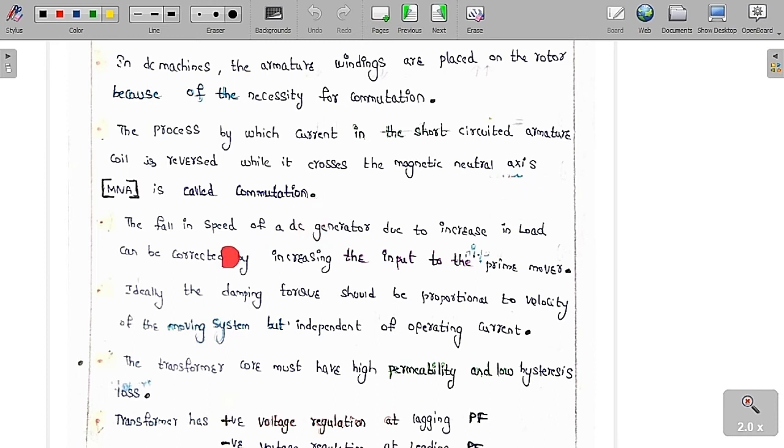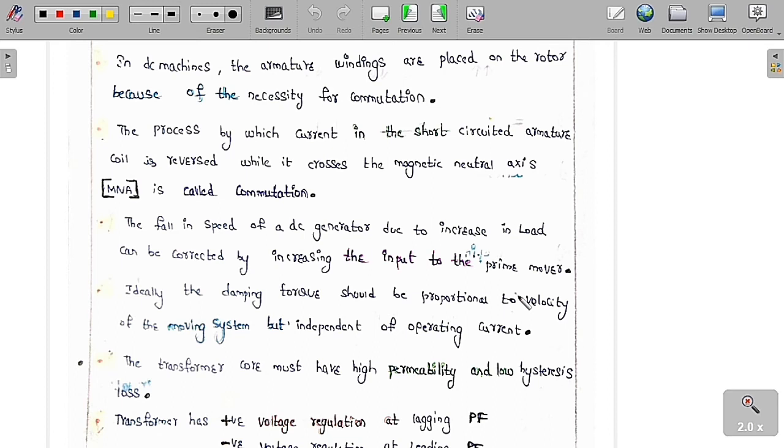The fall in speed of a DC generator due to increase in load can be corrected by increasing the input to the prime mover. I have already told you, whenever the electrical load increases, the speed of the DC generator will decrease. Then we have to increase the speed by increasing the input to the prime mover.